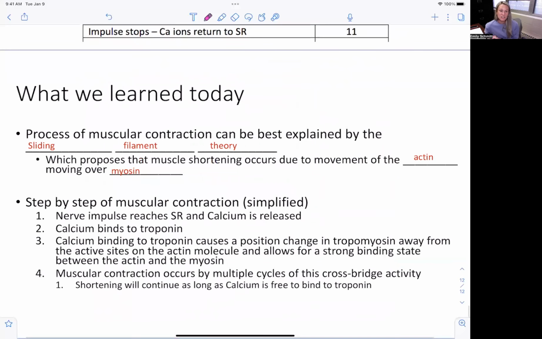Okay, so what we learned in this module, the process of muscular contraction can be best explained by the sliding filament theory. This proposes that muscle shortening occurs due to the movement of the actin over the myosin. And I've already talked about these step by step for muscular contraction. So I really hope that you have a good understanding of this. And we're really going to dive more into this and apply this to exercise physiology in the coming modules.